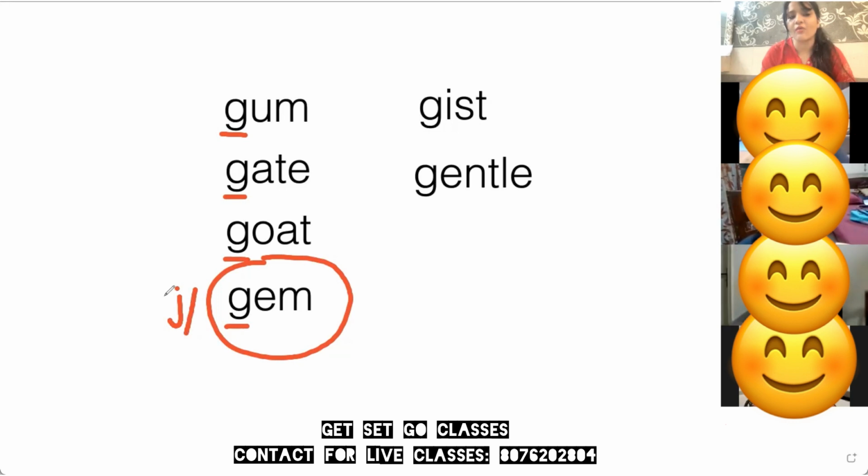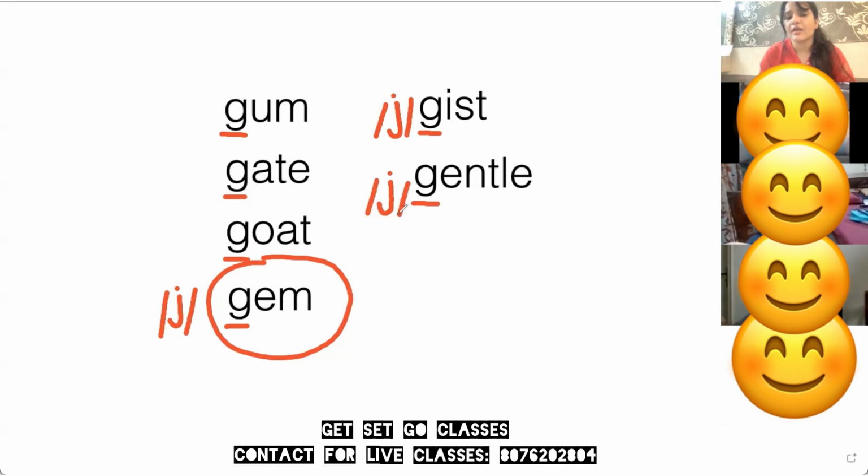Here G is making the sound of the letter J. And the same exact story in the word gist, G is making the sound of J, J, right? And when you say gentle, like gentleman, gentlewomen, gentle, there also we write G. But G is making again the sound of the letter J. Now, what is this? Two sounds. Yeah, it has two sounds again.